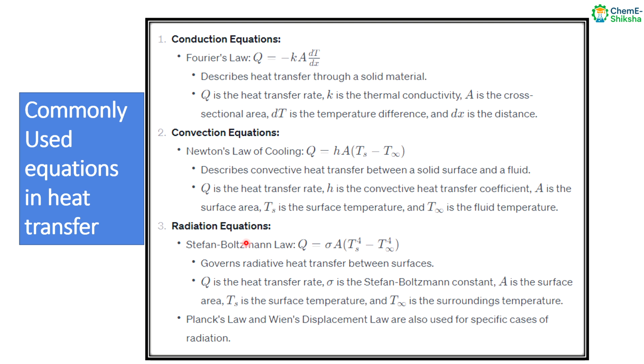Then we have the radiation heat transfer. The governing equation for radiation heat transfer is the Stefan-Boltzmann law, which tells that Q equals sigma into A into (Ts to the power 4 minus T infinity to the power 4), where sigma is called the Stefan-Boltzmann constant, and its value is 5.67 into 10 to the power minus 8 watt per meter square Kelvin to the power 4. A is the area for radiative heat transfer, Ts is the surface temperature, T infinity is the surrounding or ambient temperature. So this governs the radiative heat transfer between surfaces.